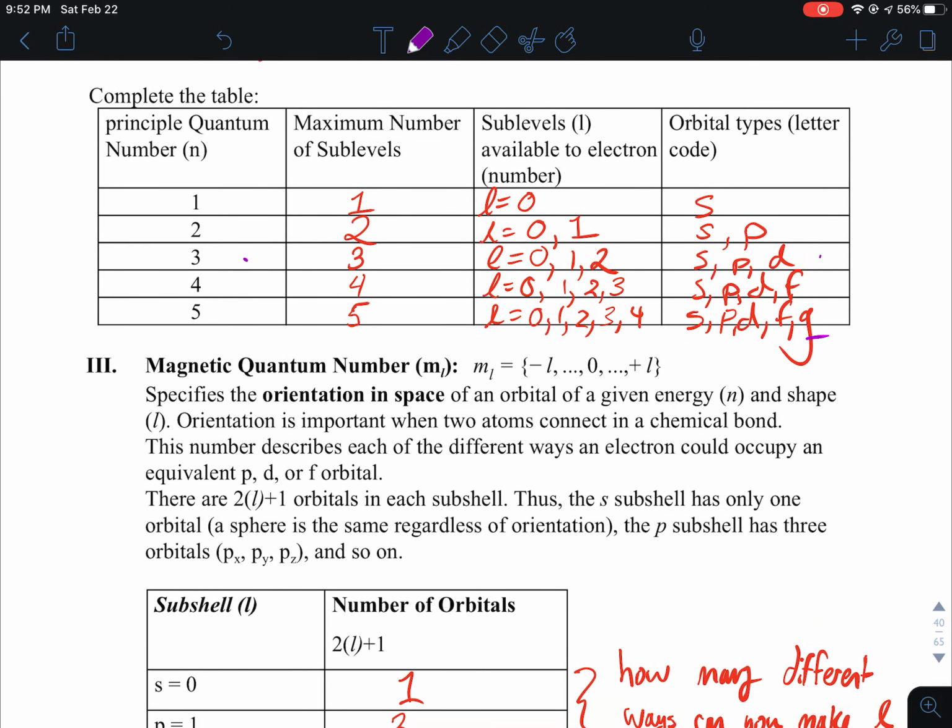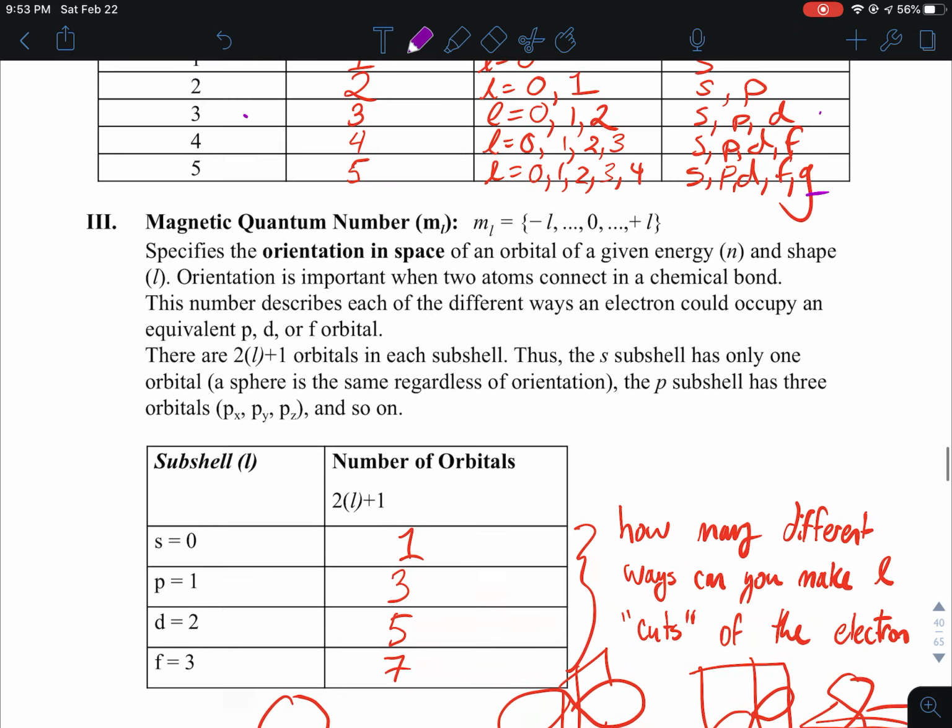We are never ever going to look at g orbitals. You can look them up online if you want. There are pictures of them. But they don't have any meaning because on our periodic table, we have no elements that have g electrons in their ground state.